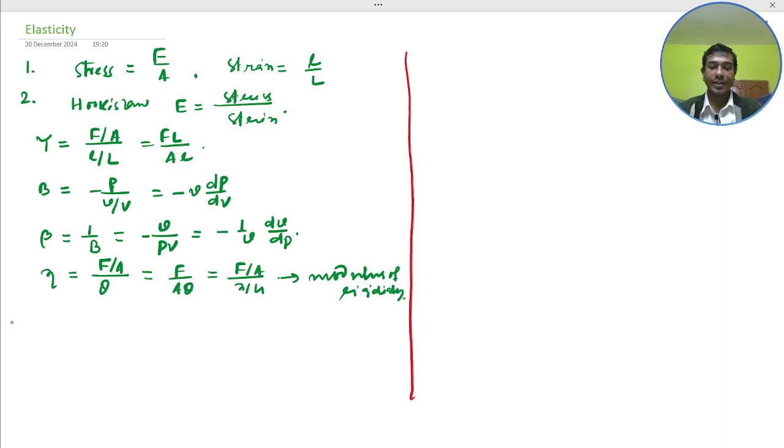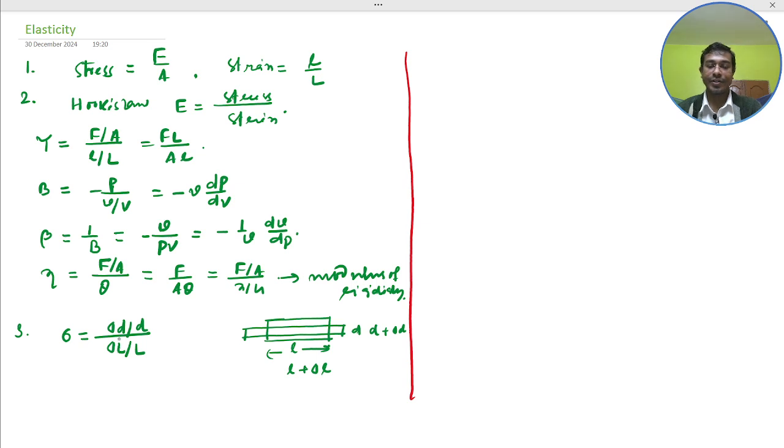So next one, the Poisson's ratio. Basically, suppose this is a figure with strain along this distance. So here this is L, and the increase of L is L plus del L, and this is D, and the increase is D plus del D. So the Poisson's ratio sigma is written as del D divided by D, with denominator del L by L. This is the Poisson's ratio.